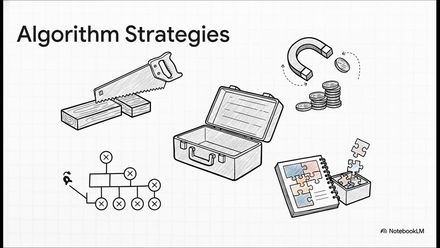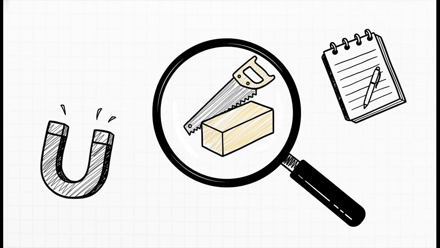Inside this toolkit, we find all these powerful strategies. You've got divide and conquer, greedy algorithms, dynamic programming, and a whole bunch more. Each of these is a different approach, a different way of thinking about a problem, and each one is suited for a different class of challenges. We can't cover all of them today, so let's just zoom in on an absolute classic to see how these strategies work: divide and conquer.